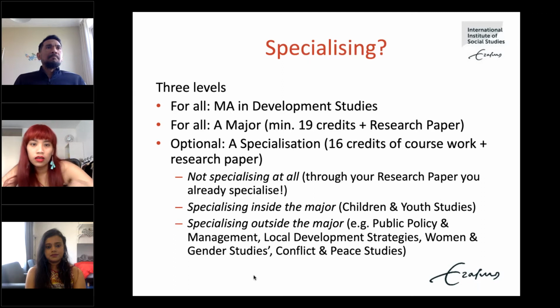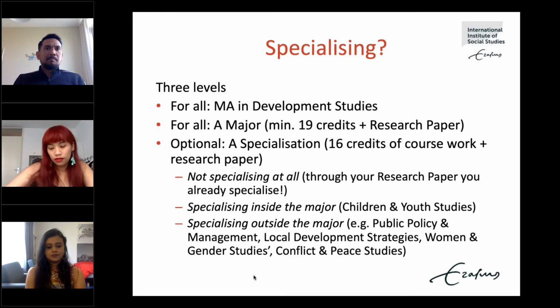As I mentioned, there are 3 levels of your MA. You get an MA in development studies if you fulfill all the requirements, get all your credits and pass all your courses. You also end with a major, and in this case it would be SPD. And then you have the option to specialize, and that means 16 credits of coursework and a research paper. You have the option to not specialize at all. That's not required.